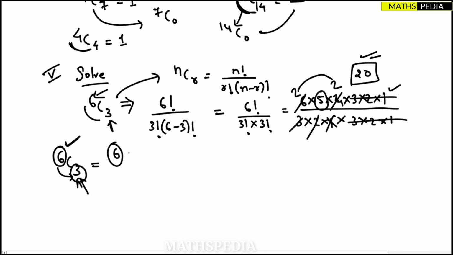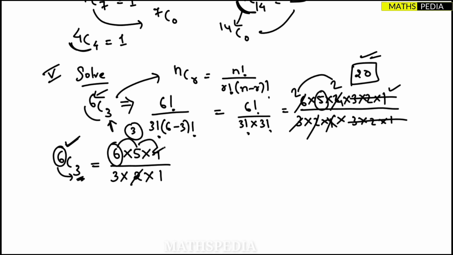So 6 is also included, then 5 will come, then 4 will come. How many numbers are there totally? 6 is there, 5 is there, 4 is there, that means 3 numbers. So 3 numbers is coming from the down part of 6C3, which is 3. Then divided by the down part, I have to take its factorial, that means 3 factorial. 3 factorial is 3 into 2 into 1. So now if I calculate, 2 2s are 4, so 2 into 2 into 5, it is nothing but 20. I'm getting the same answer.